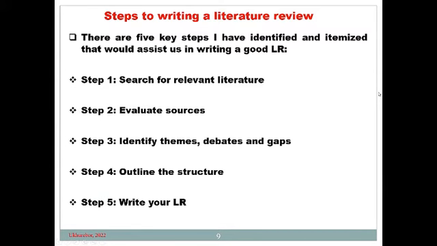Step 3 is to identify the theme, debate, and gap. Very essential, because the most important part of a literature review is for you to identify a theme and debate so that you can draw a gap. You can fill in the gap. Step 4, you now begin to outline the structure of your literature review. Step 5, you begin to write your literature review.